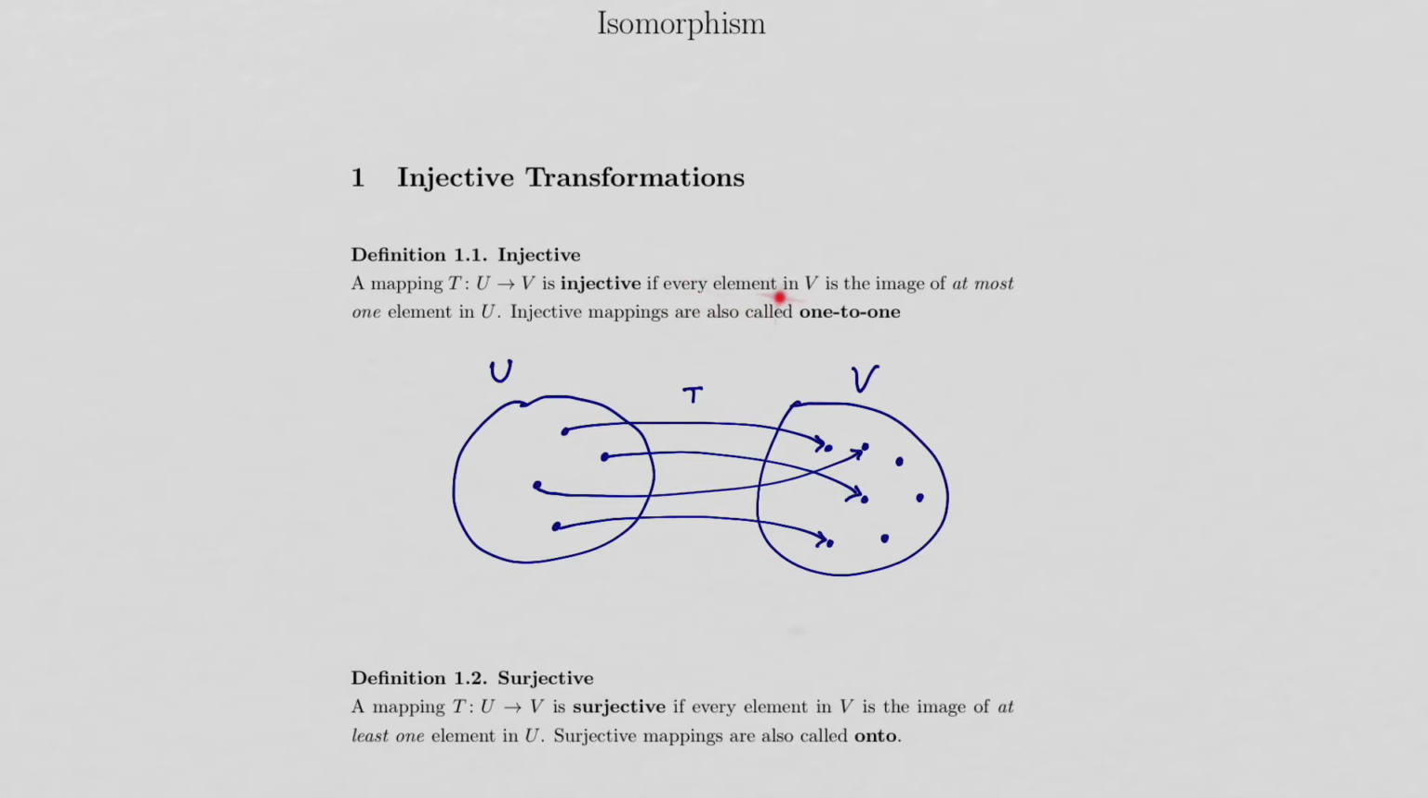And every element in V, so all of these, is the image of at most one. So at most one means one or none. 0 is included in at most one, so this one and this one are images of nothing over here in U. In other words, they don't have any arrows coming in. And these 4 here are images of one element in U. If we had another element, say this one here in U, that was mapped over here to the same element here in V, this would no longer be injective, because now this element is the image of 2 elements in U, namely this one and this one, and 2 does not satisfy at most 1.